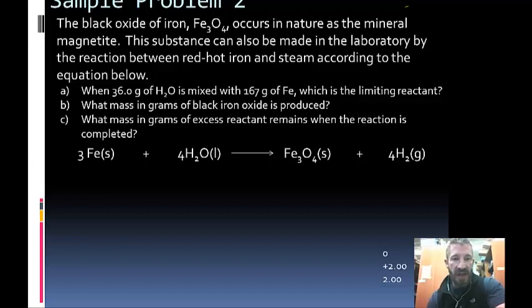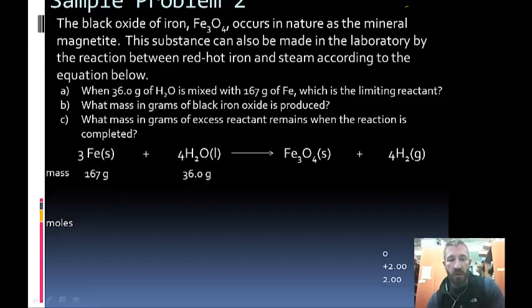We need to find which is the limiting reactant. We also want to know the mass of the black iron oxide that is produced, and the mass of the excess reactant that remains when the reaction is complete. So what we want to do is start with our masses: the mass of the water is 36 grams, and the mass of the iron is 167 grams.